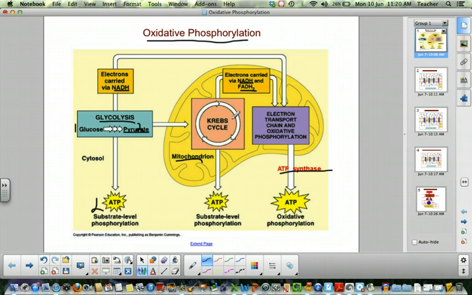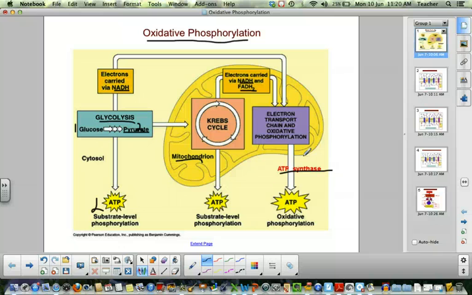And acetyl-CoA enters the Krebs cycle. The Krebs cycle again generates a small amount of ATP, and more importantly, it generates electron carriers, NADH and FADH2, which are going to be used in oxidative phosphorylation. Again, the most important producer, I should say, of ATP.